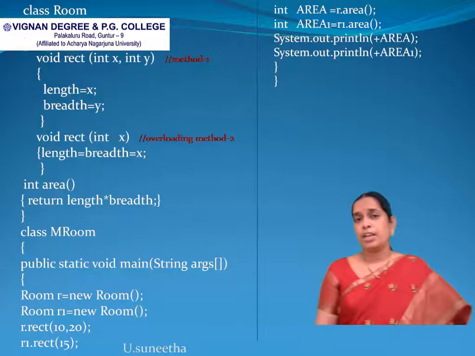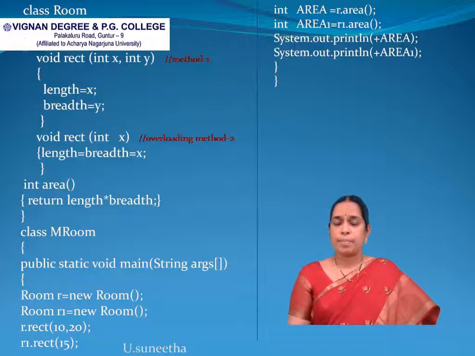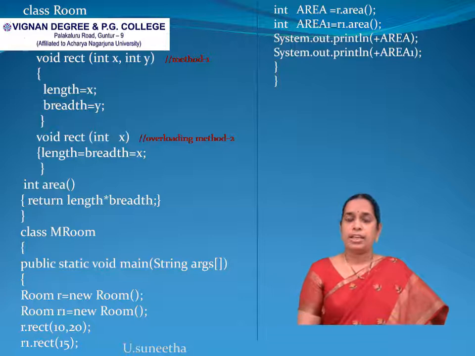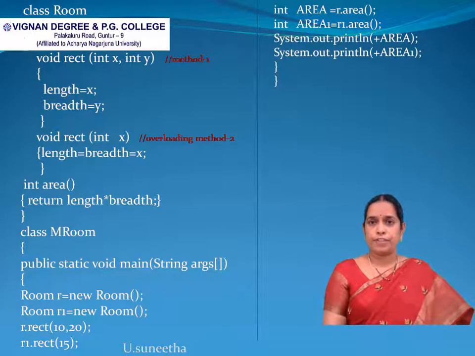Now, by using the object R, we are calling the rect method with two parameters, that is with two values, namely 10 and 20. So, upon executing this statement, for the object R, its length will be 10 and its breadth will be 20. Next, we are calling the same rect method again with the object R1. Here we are passing only a single value, and this value, 15, will be stored in length as well as in breadth. This is regarding the object R1.